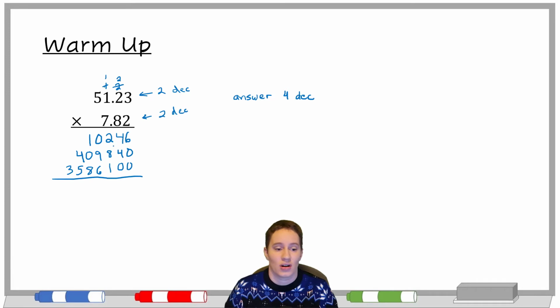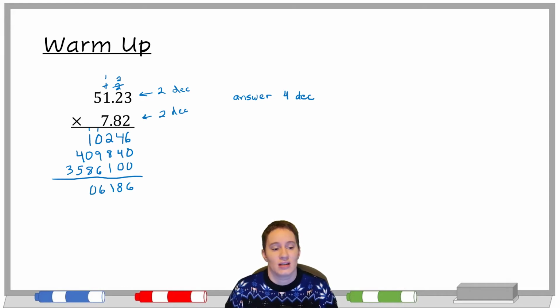Now we're going to add in our columns. So 6 plus 0 is 6. 4 plus 4 plus 0 is 8. 2 plus 8 is 10. Plus 1 is 11. So write down 1, carry your 1. 1 plus 0 is 1. Plus 9 is 10. Plus 6 is 16. So 6, carry your 1. 1 plus 1 is 2. Plus 0 is still 2.